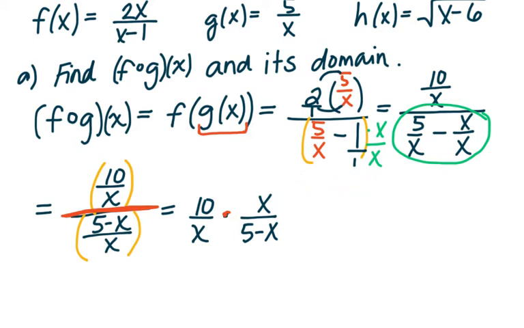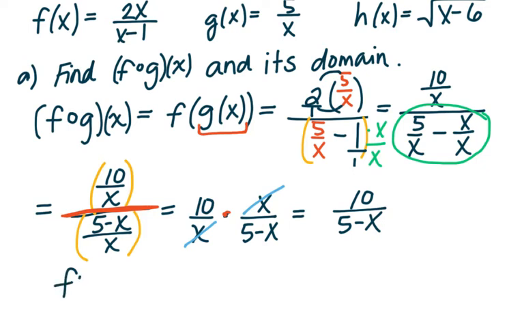Now I have a multiplication problem. We're just multiplying two fractions. I could go ahead and multiply the numerators and multiply the denominators, but it's probably going to be easier to simplify first. I can simplify because I have x in the numerator and x in the denominator. That's essentially x divided by x, which is the same as just 1. So we can divide out the x in the numerator and the x in the denominator, and I'm left with 10 divided by 5 minus x once we simplify completely.